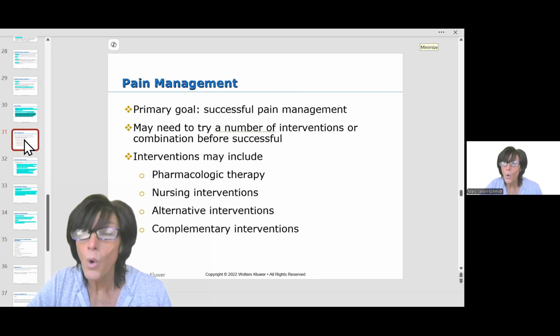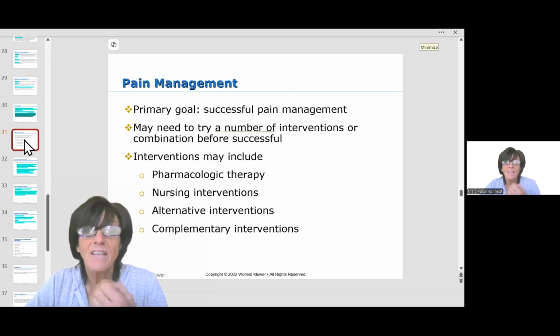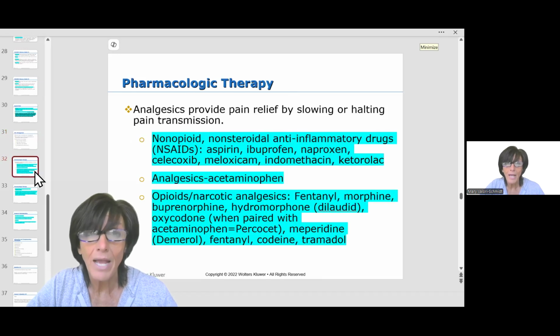With pain management, the goal is to manage the pain, right? Sometimes we have to try a lot of different things. And there are things other than medications, but let's talk about all those things, okay?